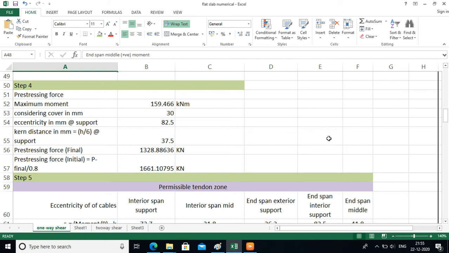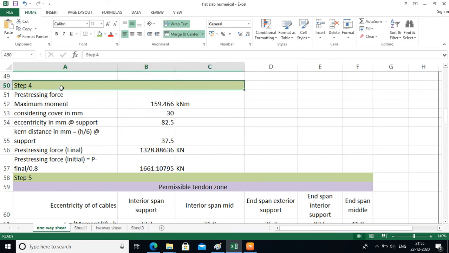Now the step number 4. After step number 3, that is the analysis of the PT flat slab, in step number 4 we are going to start our actual design of prestressing. So for prestressing design, the very first important factor is the calculation of prestressing force.